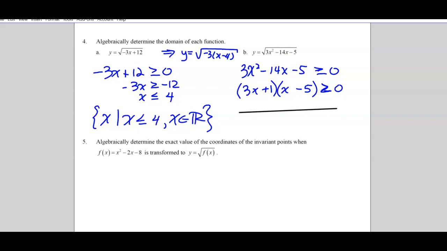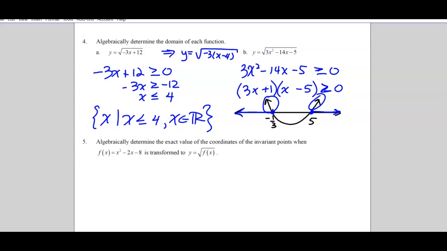So here, negative 1/3 and positive 5. You could do a sketch if you want. This is opened up, so this would look like this. Okay, and we want it to be positive, so then we're looking for this and this. Okay, or this is what's positive, right?